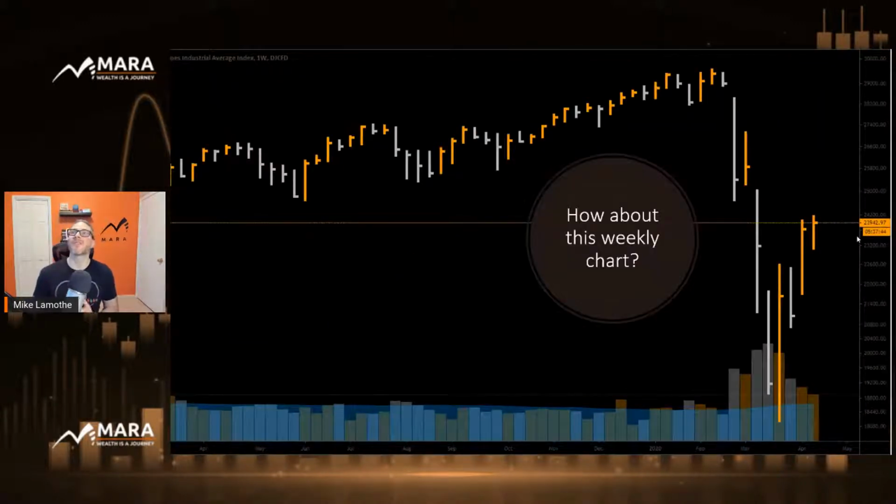How about this? This is the same index, but it's a weekly time frame. Same block of time too, the same period. What are you seeing here? Are you seeing the same thing? Are you seeing something different? What do you think?